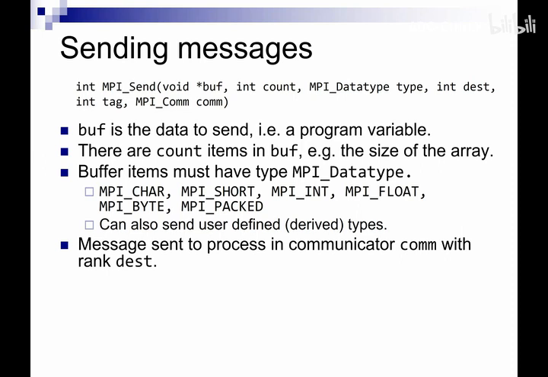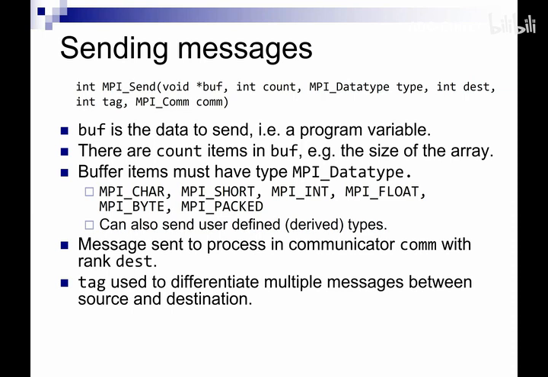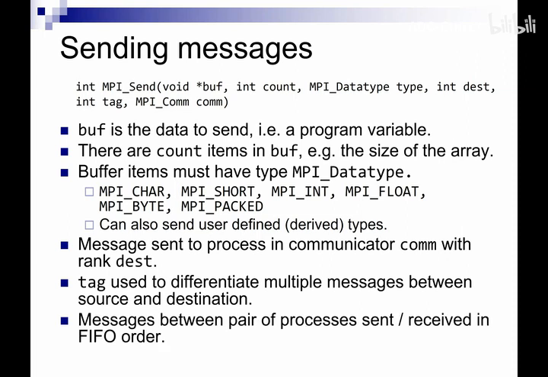And the final thing is this tag here, and the tag is used to differentiate between multiple messages that you send to the same destination. So if I send you 10 messages, I'm going to tag them so that you can tell which one is which. Between a pair of processes, all the messages that are sent or received between this pair are processed in FIFO order. So the first message that I send is going to be the first message you receive.